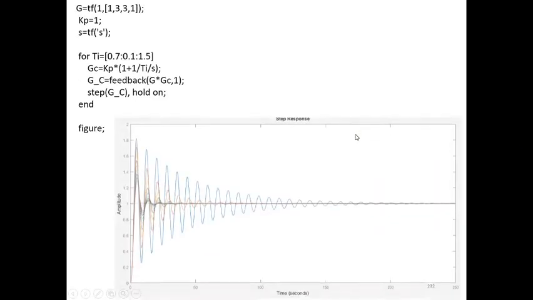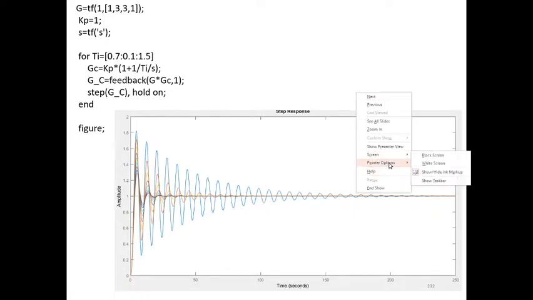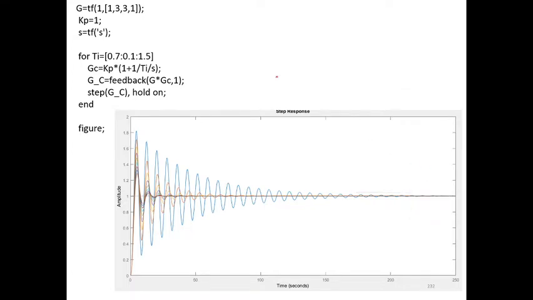So the transfer function of the PI controller is 1 upon 1 plus Kp into 1 plus 1 upon tau I s. Okay, so we have defined the transfer function of the controller. Yes, Gc is the transfer function of the controller. So you can see this is the controller, this is the PI controller, okay.